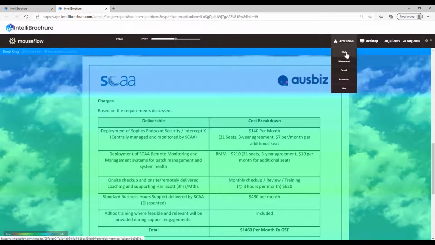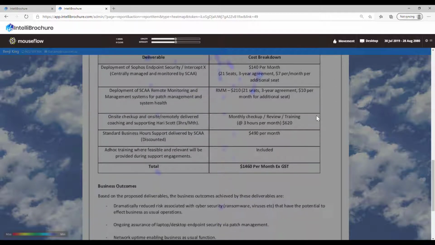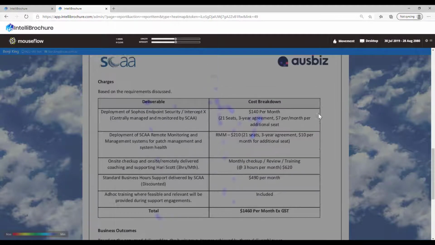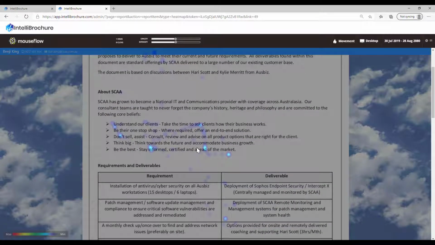There's a number of heat maps. I find the attention map most helpful. We also have, what's quite interesting as well, the movement heat map. Now this shows where their mouse cursor spent the most time, and as we can see here, again, obviously this was reflected in the attention heat map, but this is the cursor revolving largely around the about SCAA.